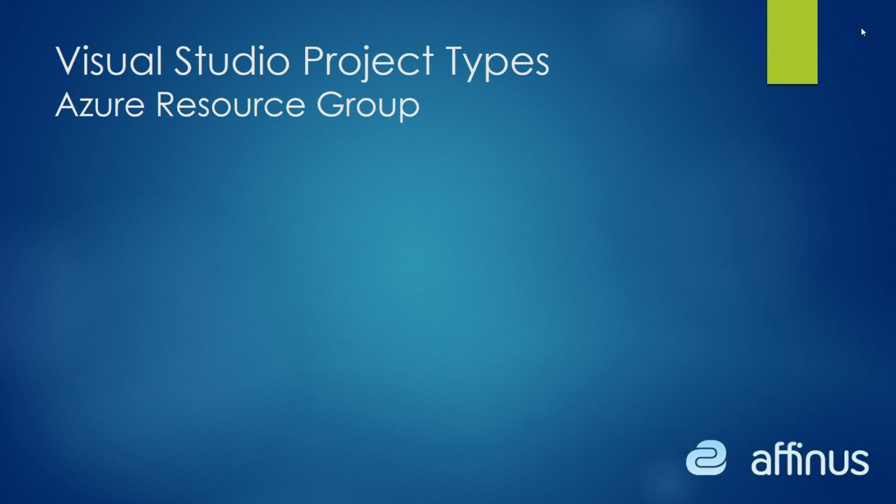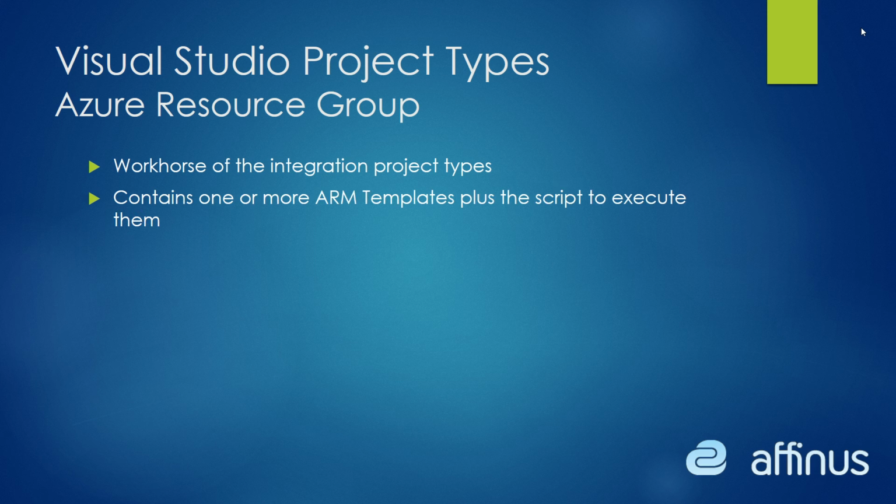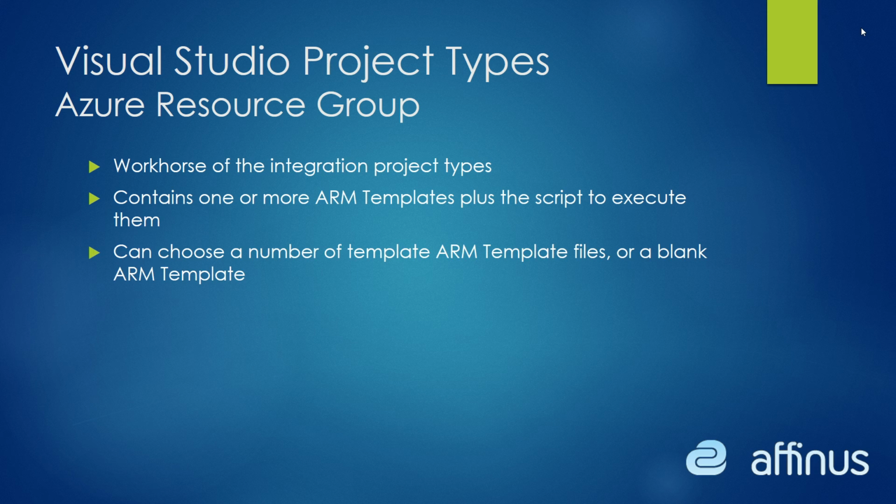Azure Resource Group. This is probably the most versatile project because it contains almost everything else. As I said, it's the workhorse of the integration project types. An Azure Resource Group is effectively a container for at least one ARM template, plus the script to execute the ARM templates. When you create an Azure Resource Group project type, you can choose from a number of standardized templates or a blank ARM template.